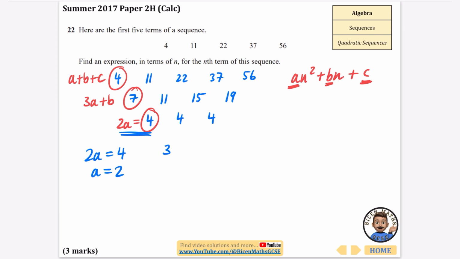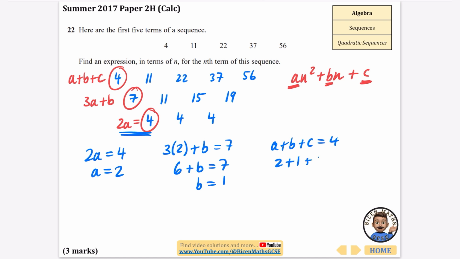I've got 3a plus b, so that's 3 multiplied by 2 plus b equals 7. So that's 6 plus b equals 7, which means that b is equal to 1. And then we know that a plus b plus c is equal to 4, which means that c is equal to 1. So just using that part that I've got written in red, that is 2n squared plus 1n plus 1. So this is the nth term of the quadratic.